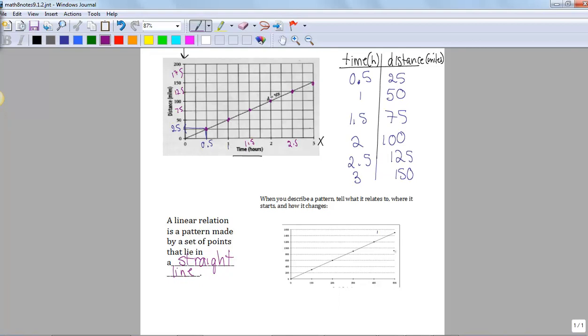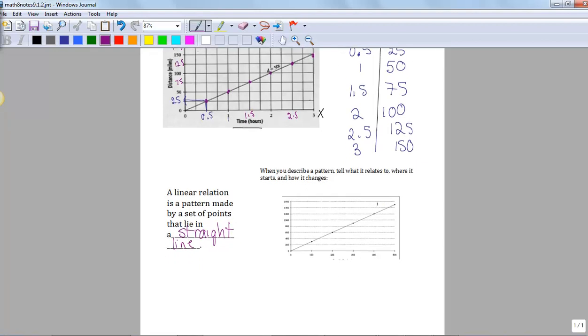So we've got a linear relation over here on the right. It says when you describe a pattern, tell what it relates to, where it starts, and how it changes. So a couple of things missing here. We don't know what the x is. I'm going to tell you that that's time in minutes. And then the y-axis is distance in kilometers. And then the title is how far you go.